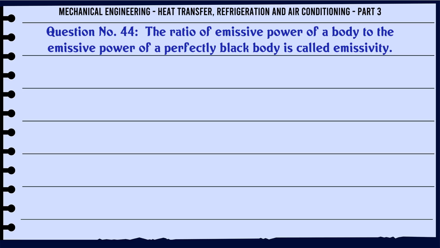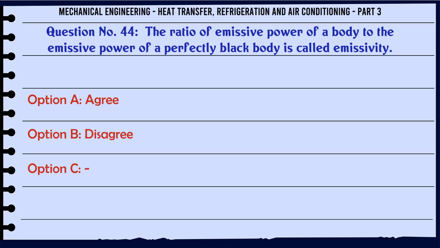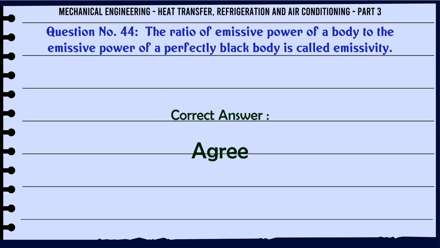The ratio of emissive power of a body to the emissive power of a perfectly black body is called emissivity. A. Agree. B. Disagree. C. D. The correct answer is agree.